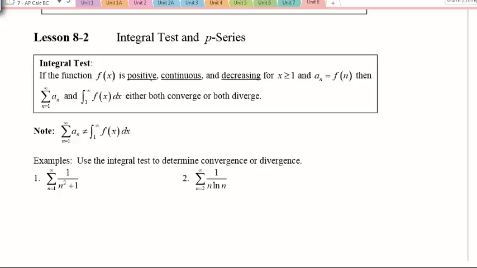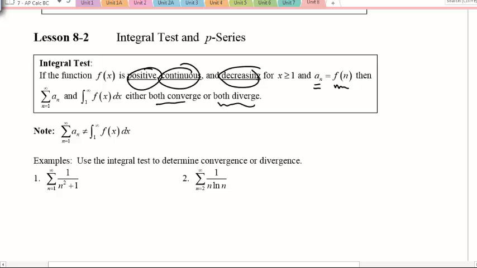So, looking at the integral test, it only works if the function f of x is positive, continuous, and decreasing for the x values greater or equal to 1. And then the terms can be converted to the function. What we're saying here then is that the sum of the terms in the series and the integral from 1 to infinity of the function either both converge or they both diverge.